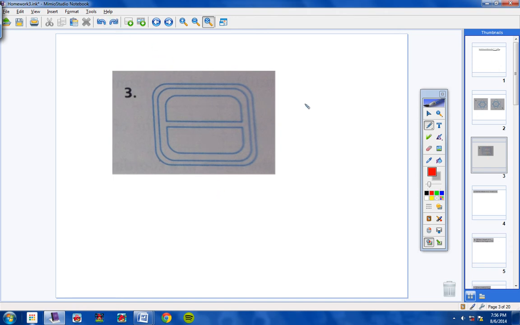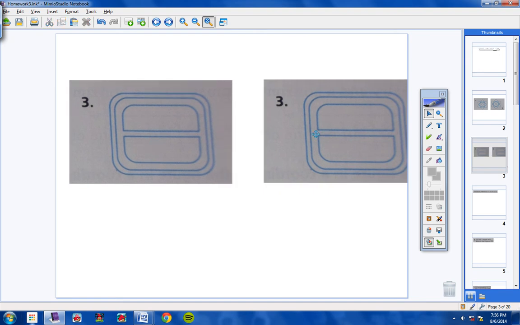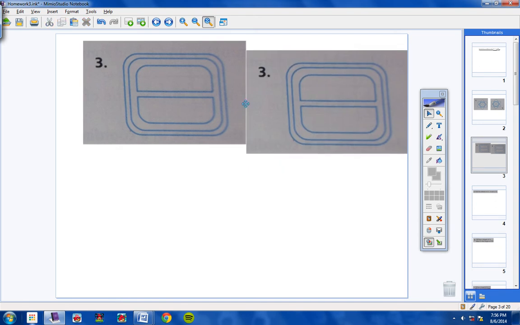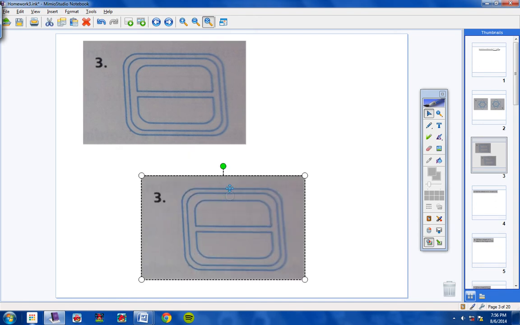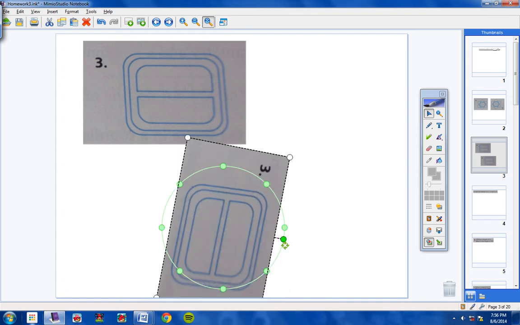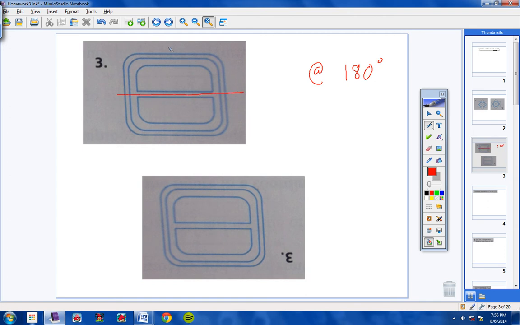Let's take a look and see real quick. The best thing to do is to copy this onto your sheet of paper, and then take the sheet of paper and rotate it like this. And here we go. I'm going to rotate it, and when it looks like the exact same figure above, I'll stop right there. So I rotated 180 degrees. So we have rotational symmetry at 180 degrees. And we also had horizontal line symmetry and vertical line symmetry.